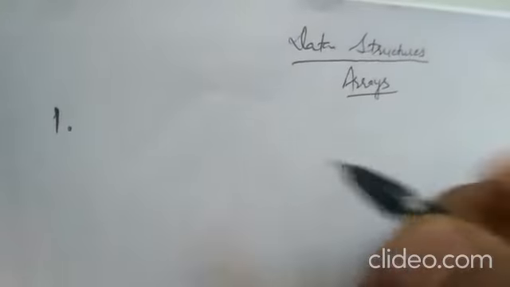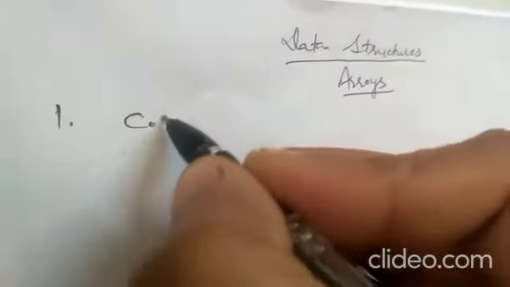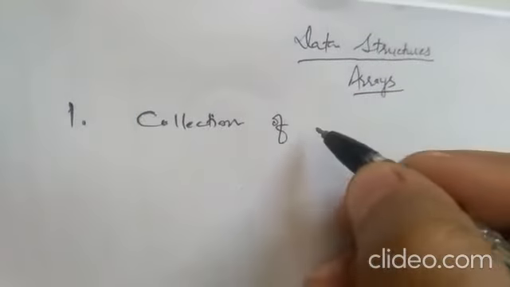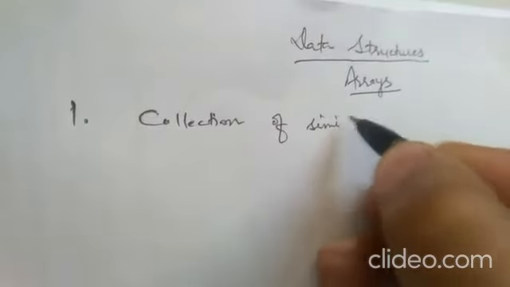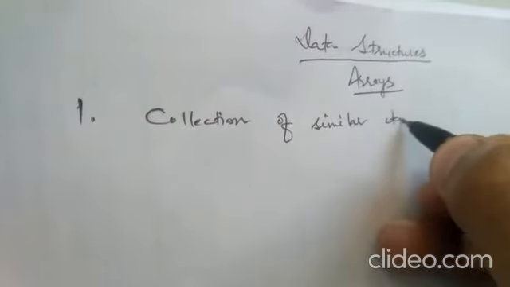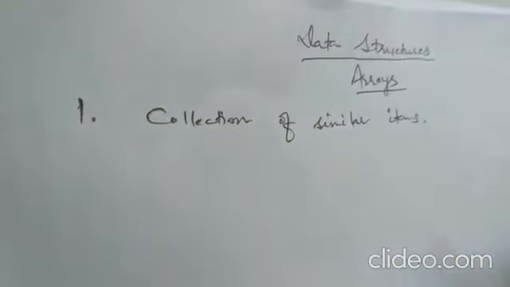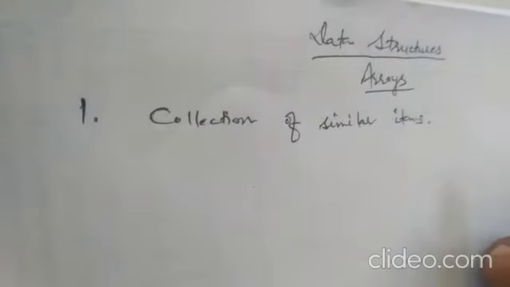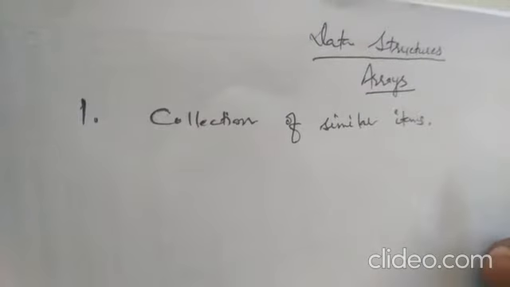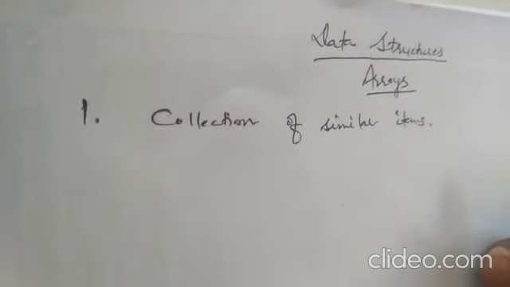So arrays, first of all, the definition of arrays: it's a simple collection of similar items, you can say. Similar items means if an array contains 10 integers, that means all 10 variables are integers, right?